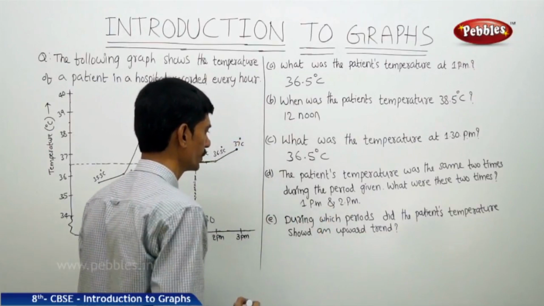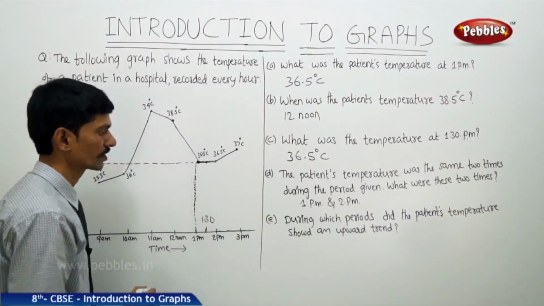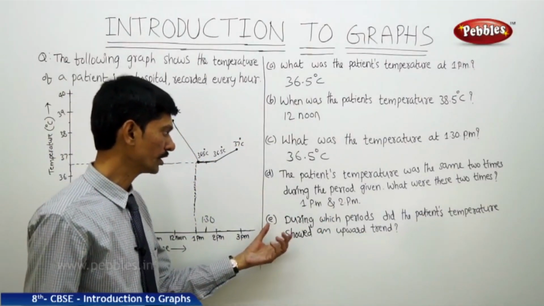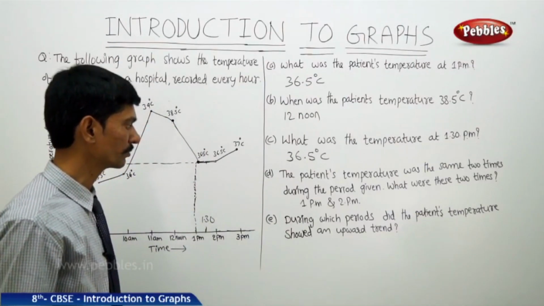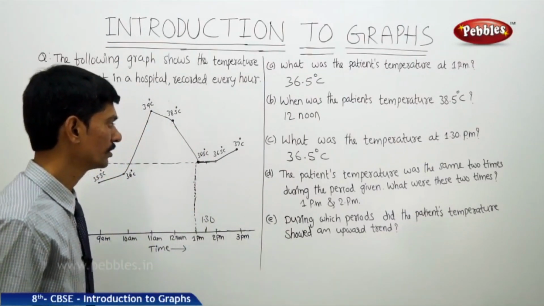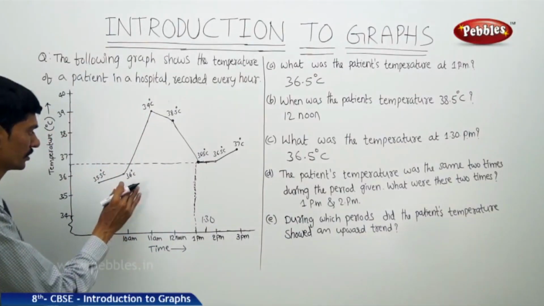So at these 2 times the patient's temperature was the same. Now see the next question. During which periods did the patient's temperature show an upward trend? Upward trend means the temperature increases.